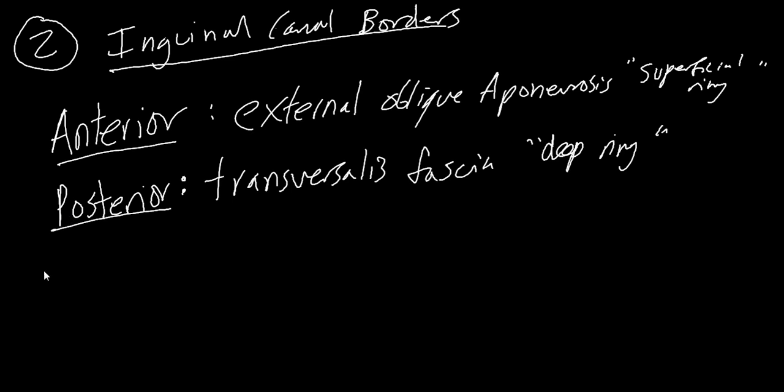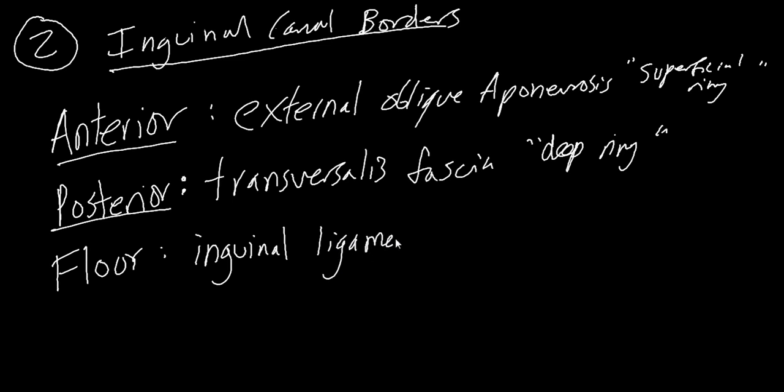So the inferior border, or the floor border. I'm going to write floor. It could be the inferior border as well. Now the floor can be derived from a few different things. The inguinal ligament is going to be your main floor derivative. This is going to be a derivative of your external oblique. So your inguinal ligament is going to be derived from that external oblique.